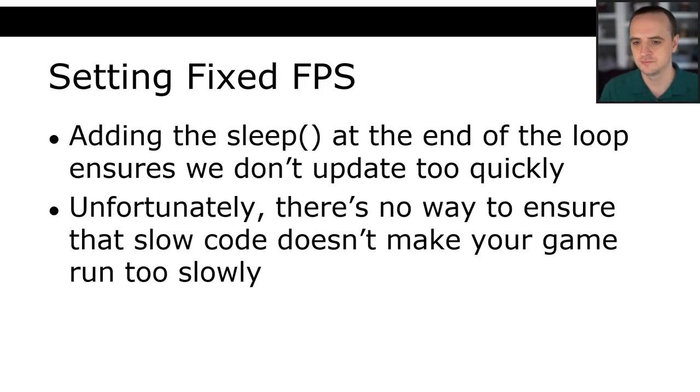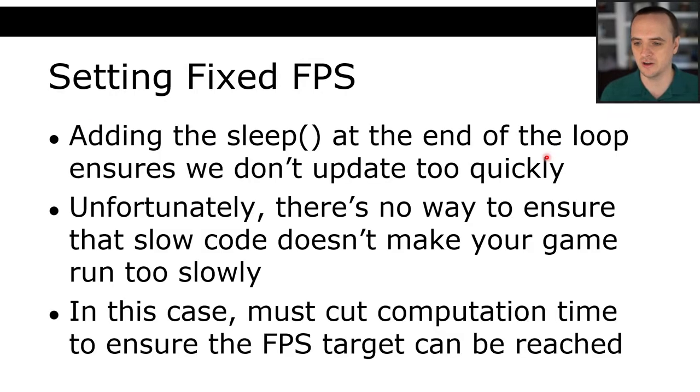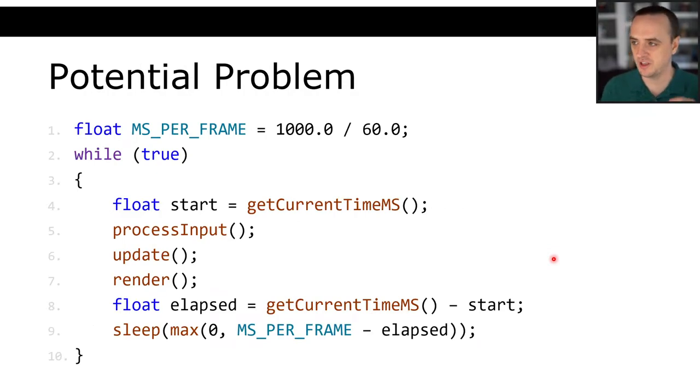Unfortunately, though, there's no way to ensure that slow code doesn't make your game run too slowly. So we can ensure that our game doesn't render too quickly, but we can never ensure that our game doesn't run too slowly. In this case, we must cut some computation time somehow to ensure that the FPS target can be reached. So we just had this, right?